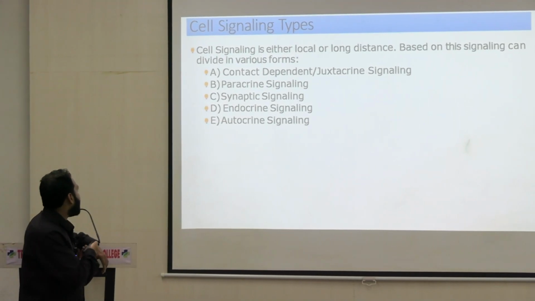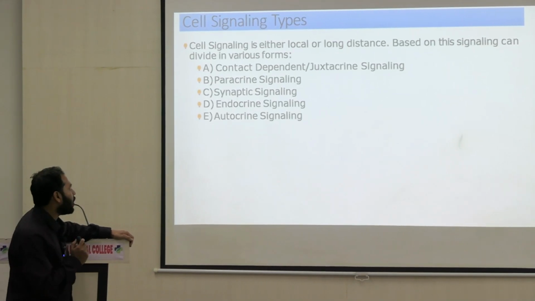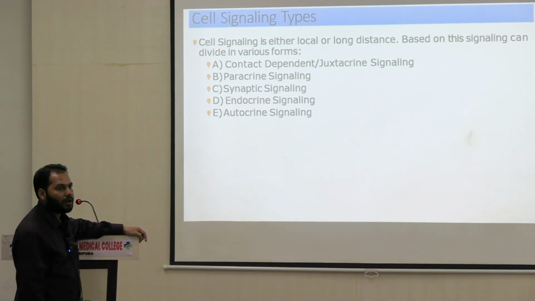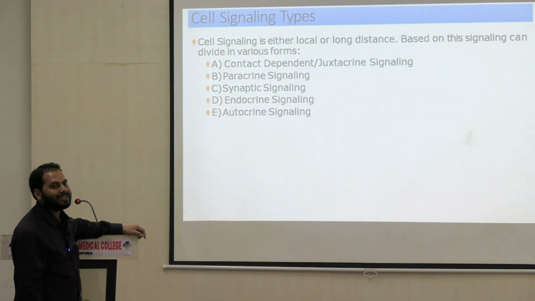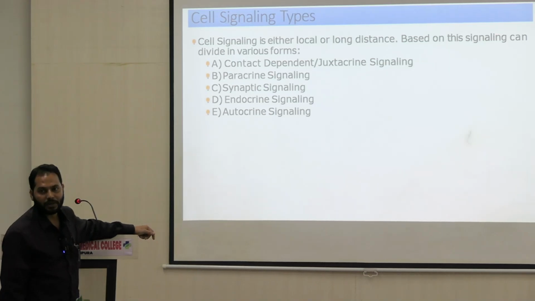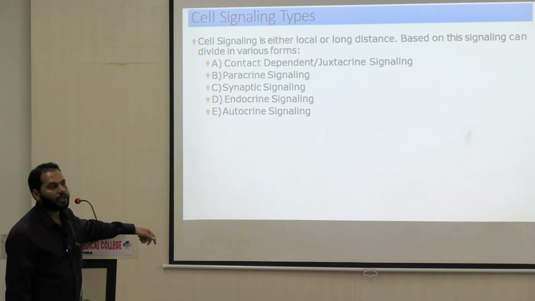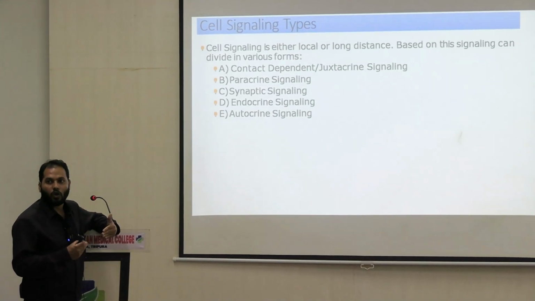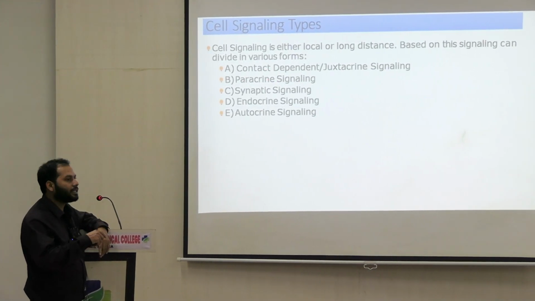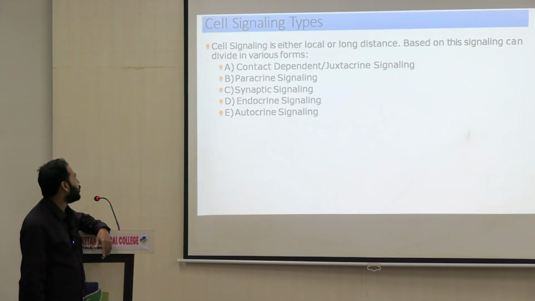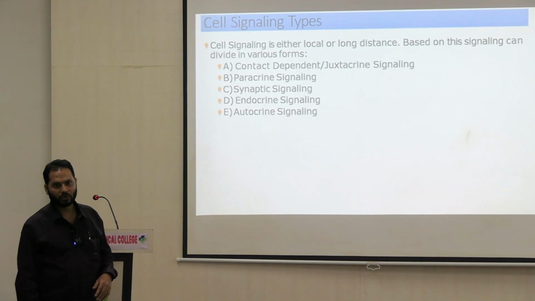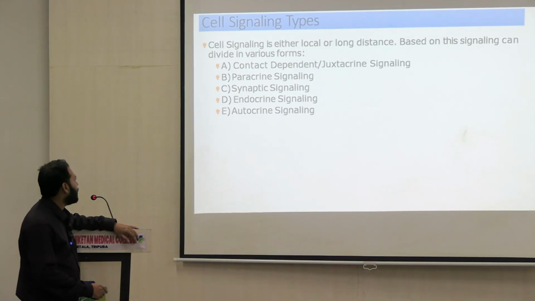Now here cell signaling is either local or long distance. So to communicate with cells which are present distantly, it needs some messenger, it needs some signaling molecule, it needs some hormone, it needs some proteins. So what are those that involve the long distance signaling cascade, like paracrine signaling, synaptic signaling, endocrine signaling, autocrine signaling. So almost all the points most of us know. So let me just give you a brief description.